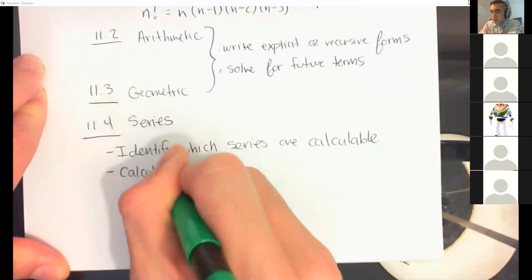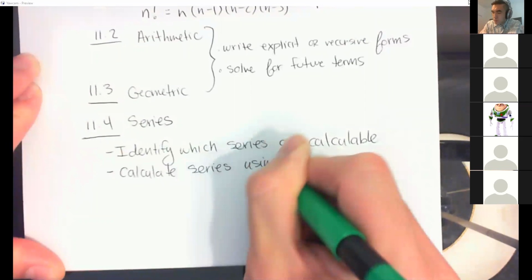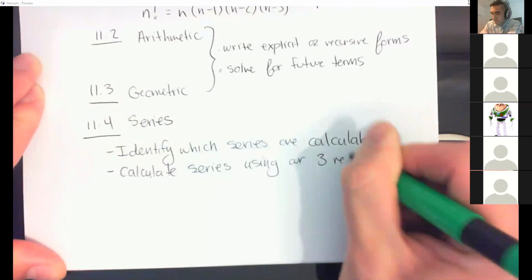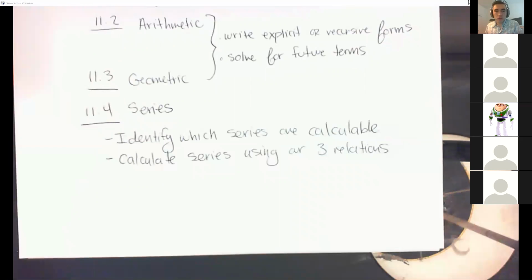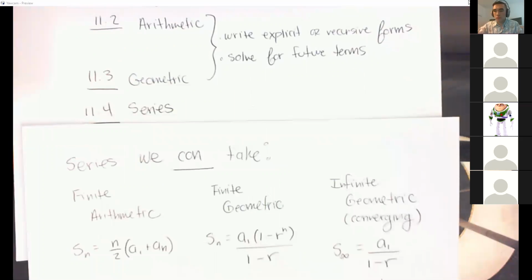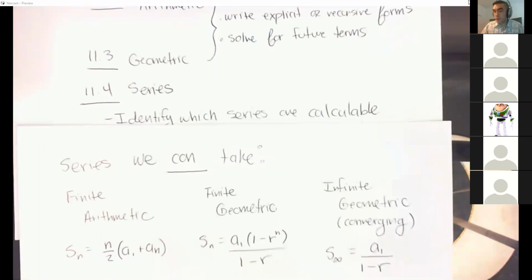calculate the series using our three relations, where our three relations are these three, the three that I put at the top. So the series that we can take are these three equations here. And the quiz will look very similar to the review assignment that I'm going to post today.